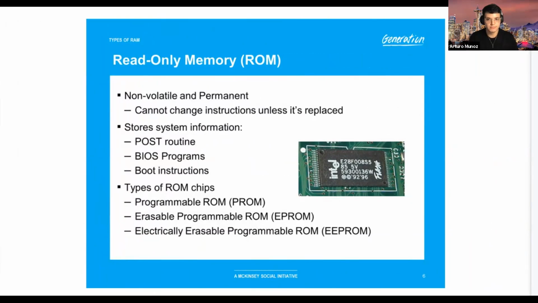Read-only memory or ROM. Non-volatile and permanent. Cannot change instructions unless it's replaced. Stores system information: POST routine, BIOS programs, boot instructions. Types of ROM chips: Programmable ROM or PROM, Erasable Programmable ROM or EPROM, Electrically Erasable Programmable ROM or EEPROM.